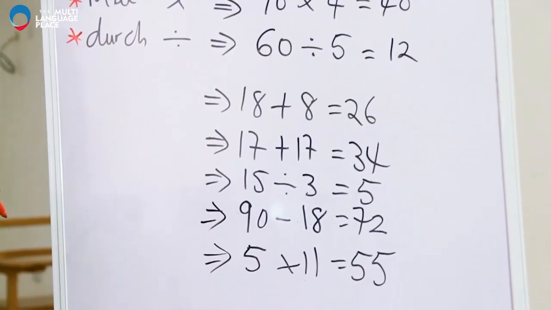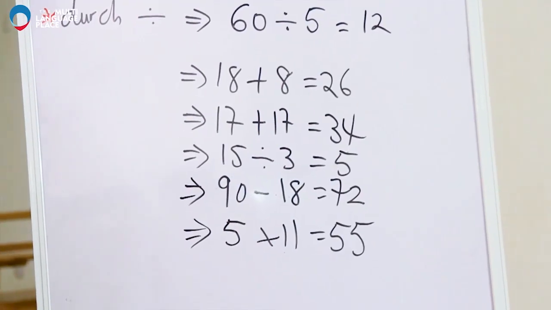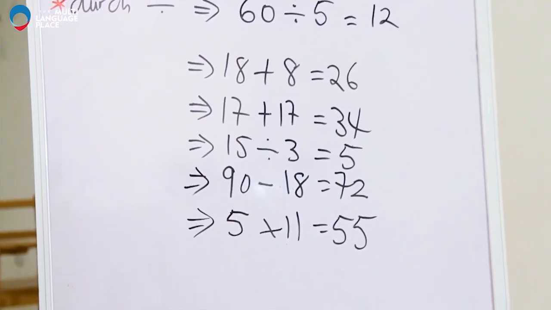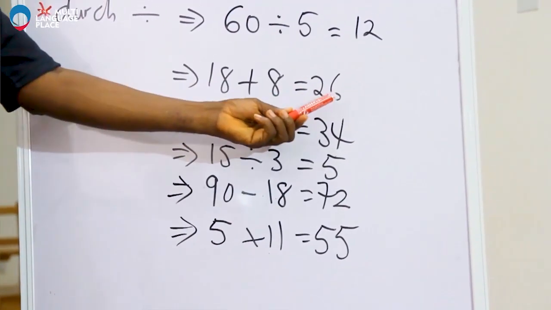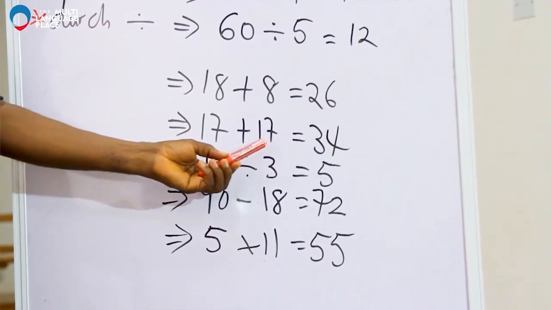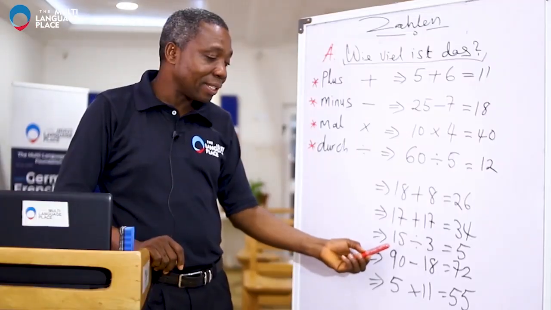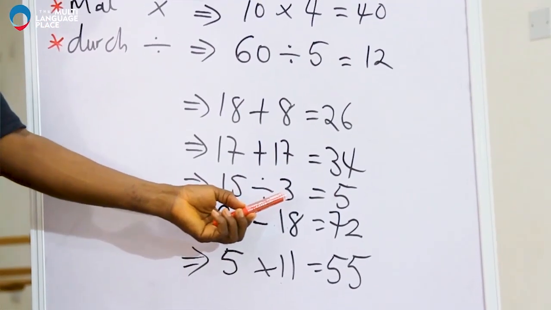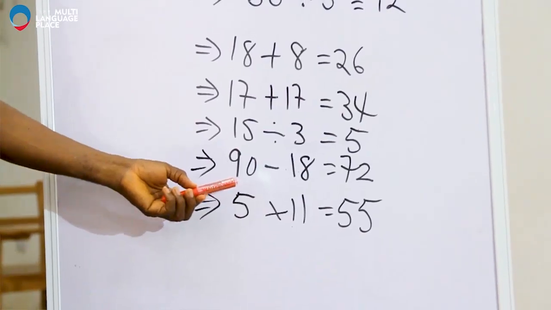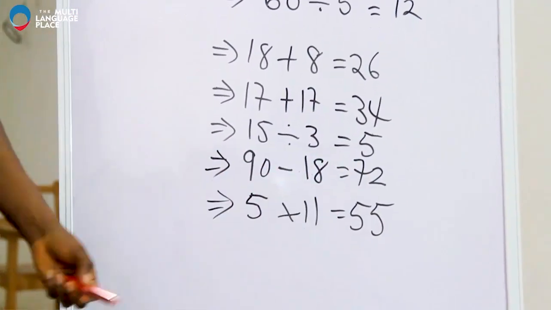And then we have some other exercises here, which are very easy. Okay, let's just go through it, and I'll be faster now. 18 plus 8 ist 26. 17 plus 17 ist 34. 15 durch 3 ist 5. 90 minus 18 ist 72.